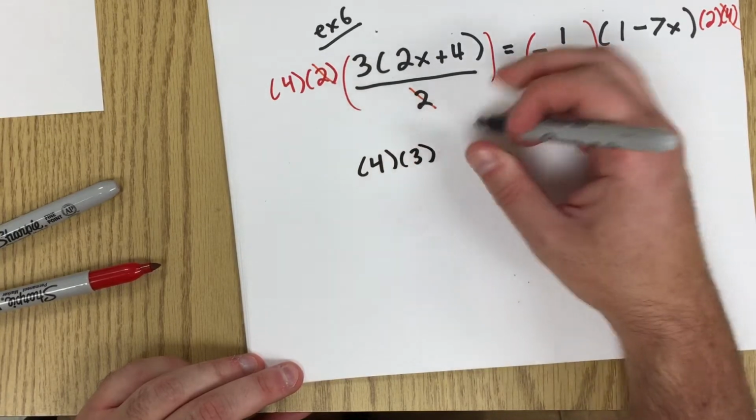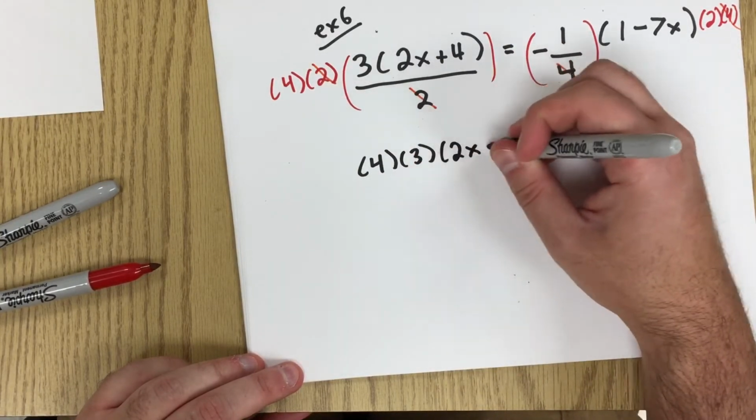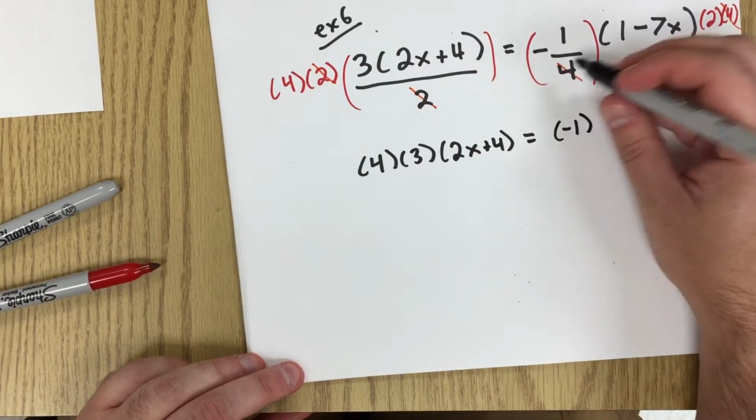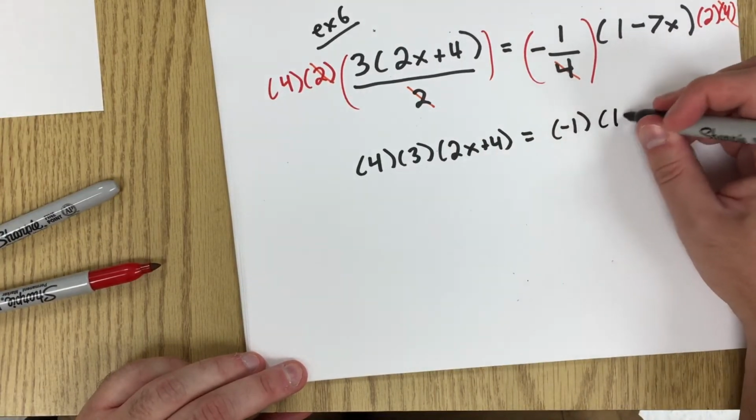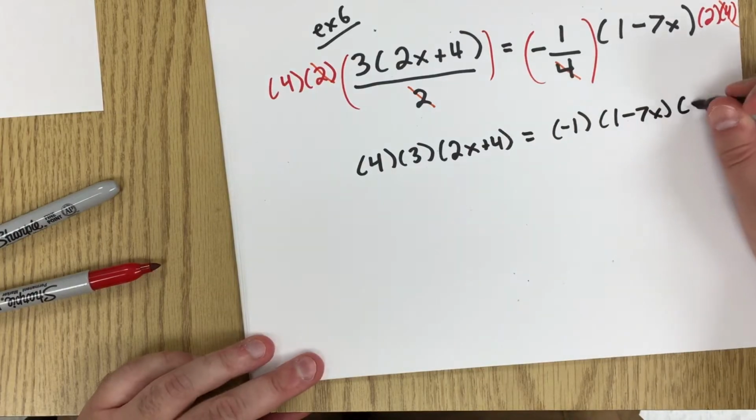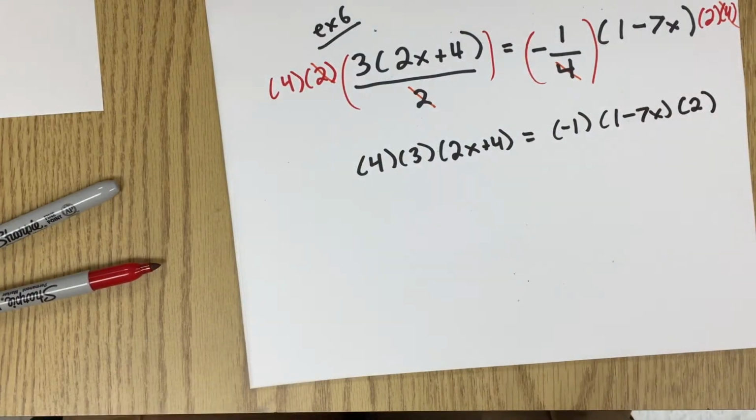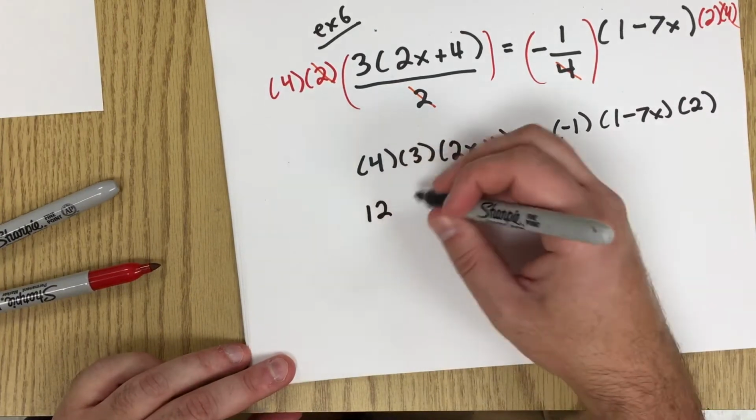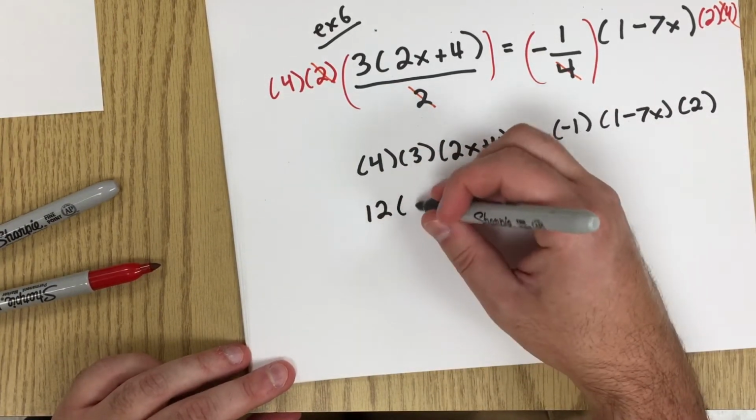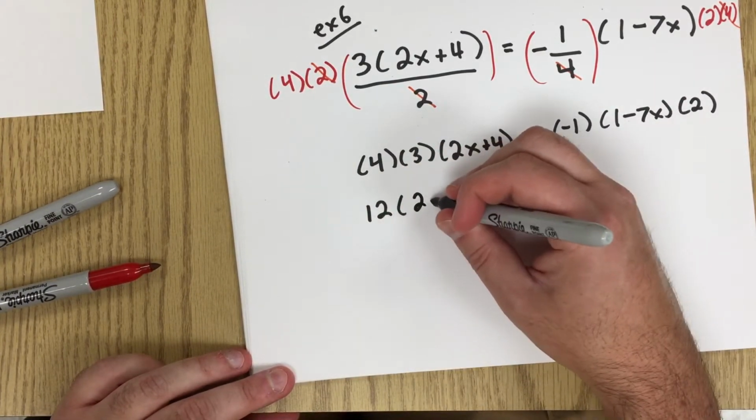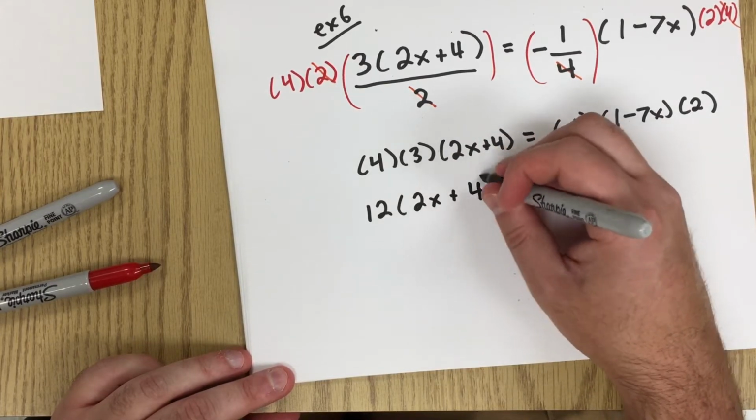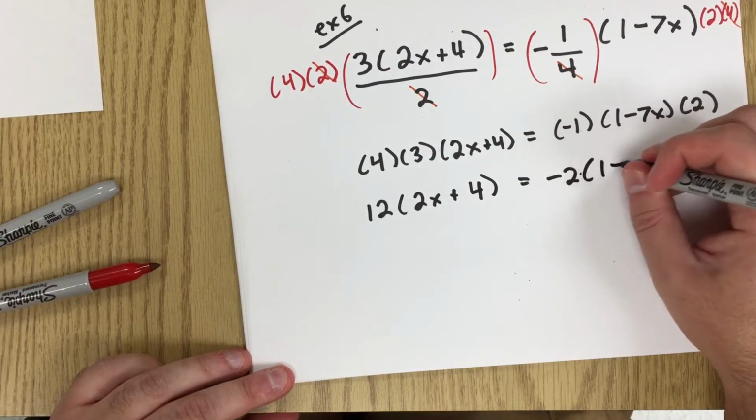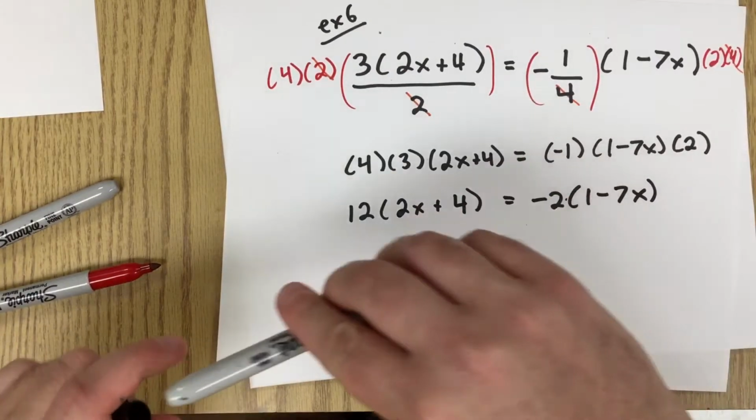4 times 3 times 2x plus 4 equals, and this is minus 1. It's not just a 1. The minus is still there. 1 minus 7x and 2. Just like the other one, I'm going to bring these together. 12 times 2x plus 4 equals negative 2 times 1 minus 7x.